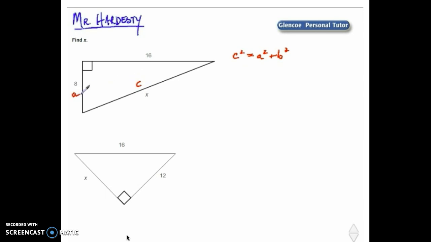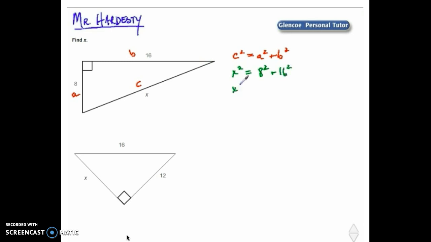The legs are A and B in either order. So C, in our example, is x. We're missing the hypotenuse, and we'll say x squared equals 8 squared plus 16 squared.